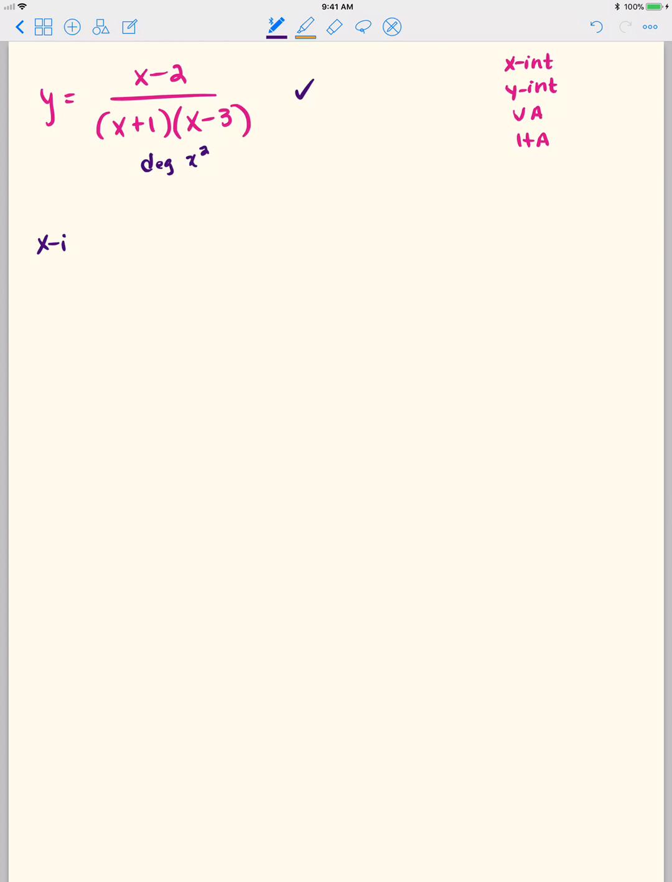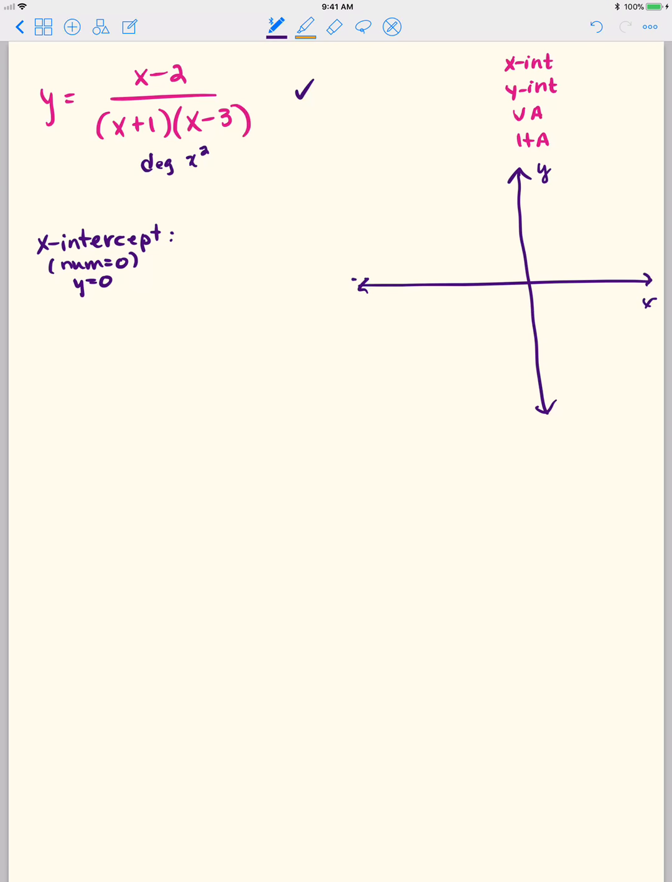So to begin with, we'll look at finding the x-intercept. I'm just going to draw a little graph over here for us to play with. X and y. Okay, so the x-intercept is where we will set the numerator equal to 0. It's where the function itself equals 0. So we'll take that top, x minus 2 only, and set that equal to 0, and that will result in an x value of 2. So we have an x-intercept at 2, and I can go ahead and plot a point there.